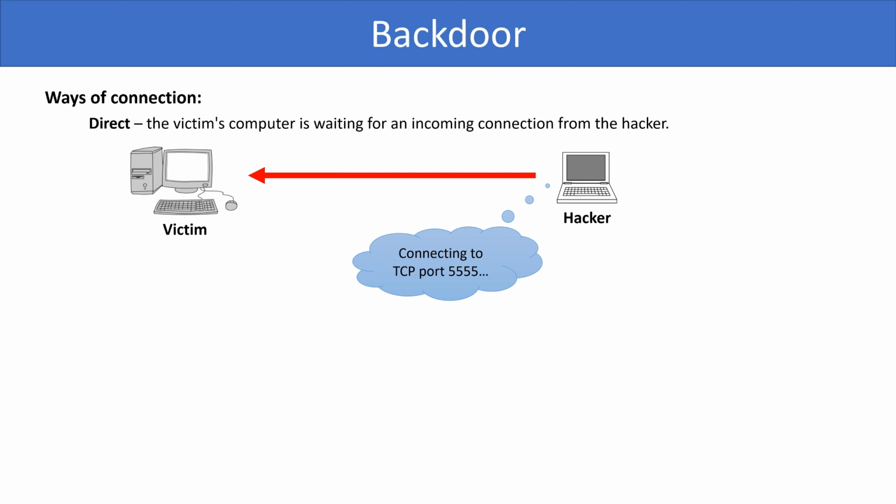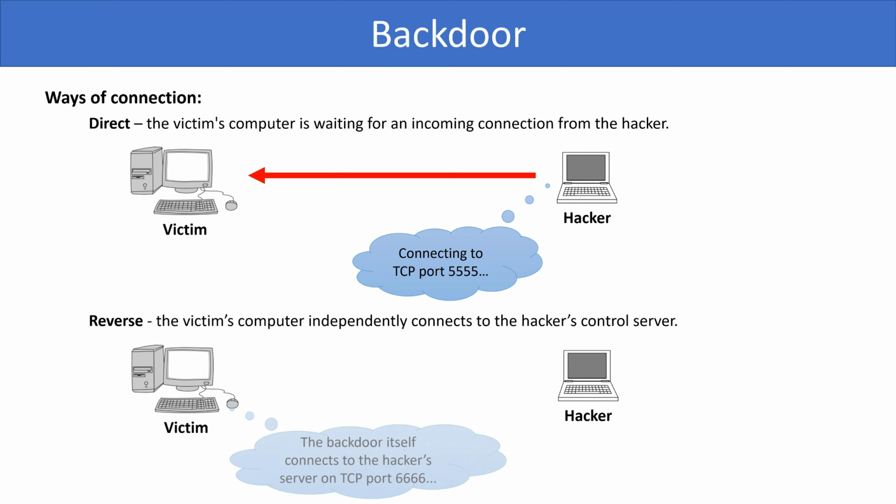However, this method has its drawbacks. The issue is that nowadays, most networks have a firewall installed, which, in most cases, blocks incoming connections. Therefore, the second method is often used. In this case, the backdoor independently connects to the hacker's computer on a specific port. The firewall doesn't block outgoing requests in this scenario. Sometimes the hacker's computer might be turned off, and the backdoor fails to establish a connection. In such cases, the backdoor is programmed to attempt reconnecting to the hacker at certain intervals.